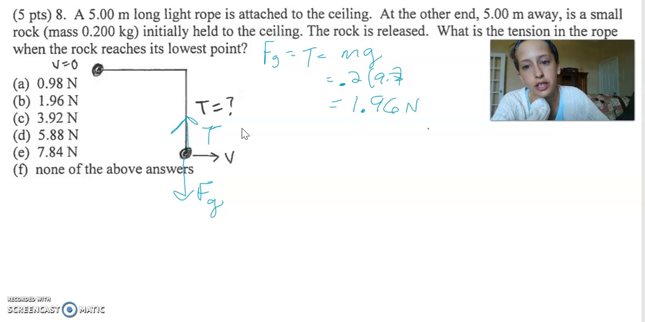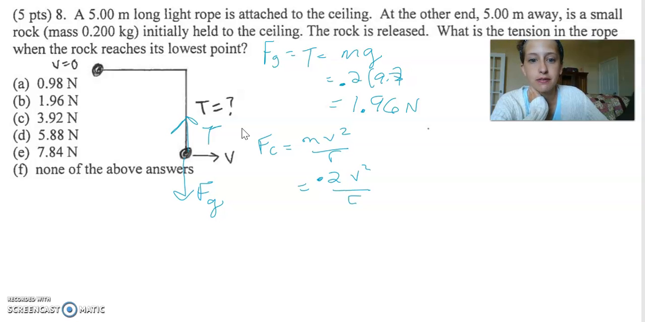So the centripetal motion comes from tension, so we've got mv squared over r. The mass is still 0.2. We don't know the velocity, and the radius is 5 meters. So let's find that velocity.